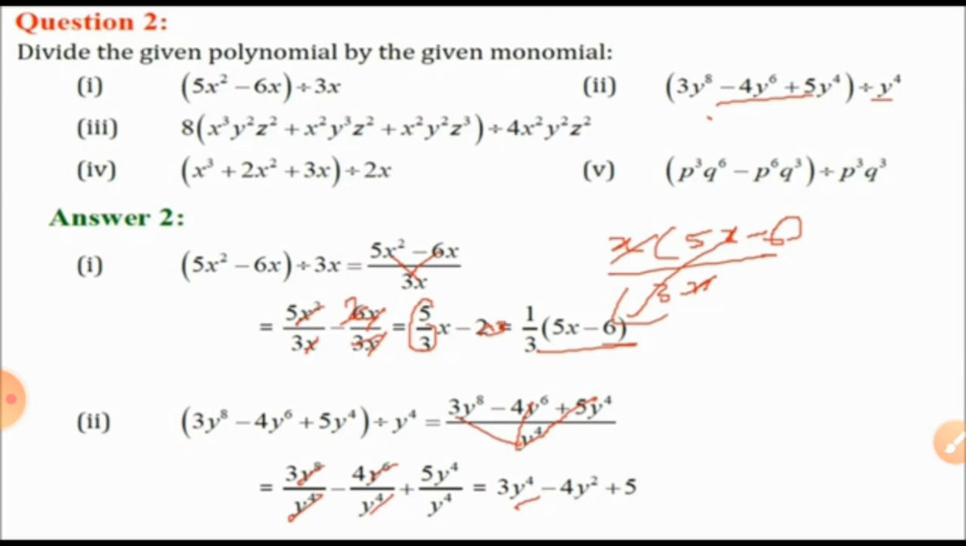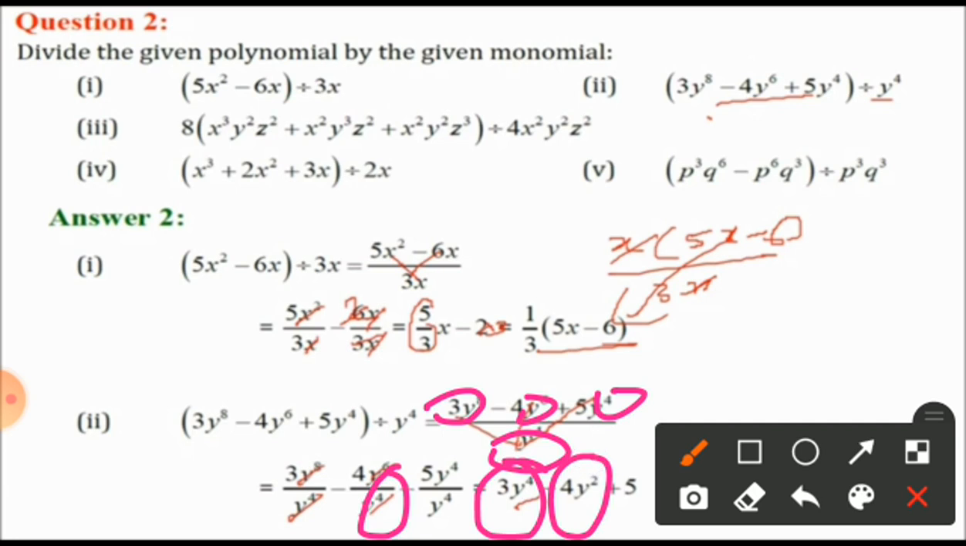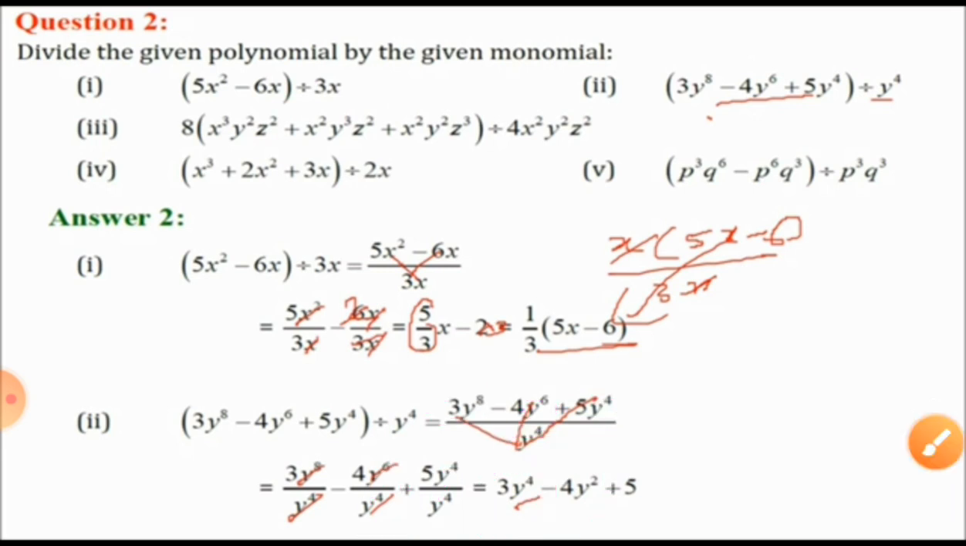So 3y raised to 8 divided by y raised to 4 minus 4y raised to 6 divided by y raised to 4 plus 5y raised to 4 divided by y raised to 4. Is it? Yes. This y raised to 4 divides this term and this term, and whatever the sign, you keep it between them. Yes, y raised to 8: from 8, 4 goes, my child, 4 remains. So 3y raised to 4. From 6, 4 goes, how much remains? 2, minus 4y squared. 5y raised to 4 divided by y raised to 4, both cut, my child, so what remains? Only 5 will be left. Is it correct?